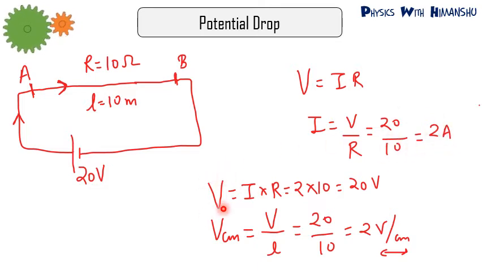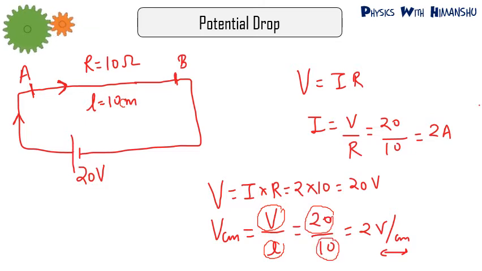So first you have to find out the current, then you have to find the potential drop. Potential drop in AB will be I into R, that is 2 into 10, that is 20 volt, and VCM will be V by L. This L is in centimeter, so length is 10 centimeter. So potential drop is 20 volt, length is 10 centimeter. It comes out to be 2 volt per centimeter. It means that on every 1 centimeter of this wire, the potential drop is 2 volt.